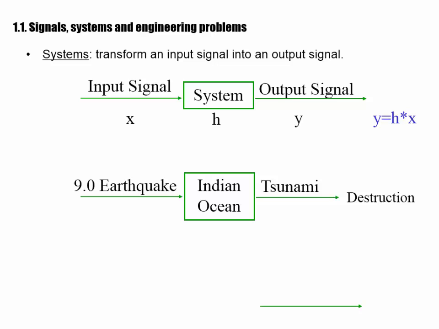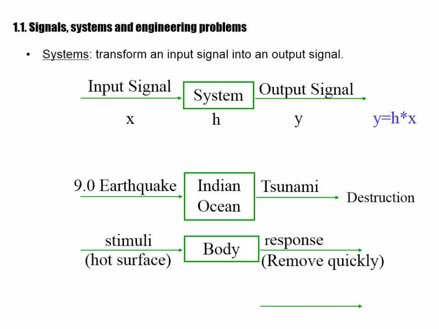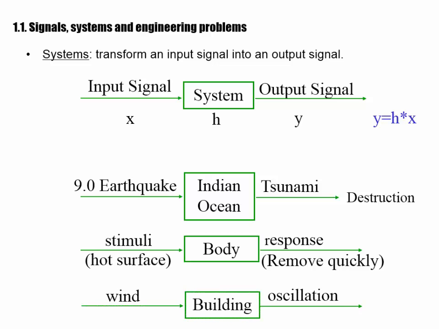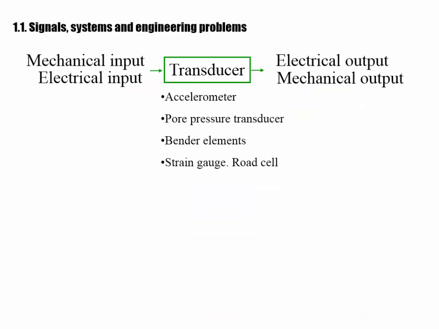So another example will be what? Here, you have a body as a system and stimuli. If you hit it or touch a hot surface, then you get a response, right? That's the output. So we can define any engineering problem with this kind of systematic thinking: the input, the system, and the output. With a building, you have wind as an input, and you have the building as a system, then you get the oscillation, that's the response.